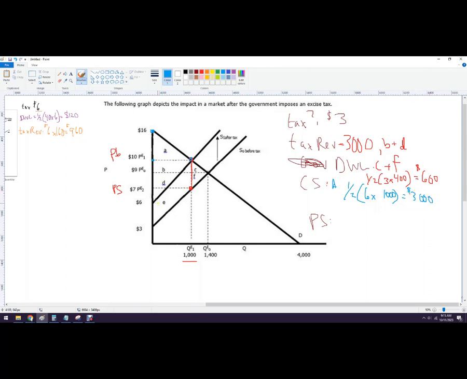The producer surplus is going to be the area of E. It's the area below the price, but above the supply curve. So it'd just be E, one half. This is from 3 up to 7, so that's 4. And then 4 times 1,000 is 4,000. Half of that, $2,000. And we're all set.